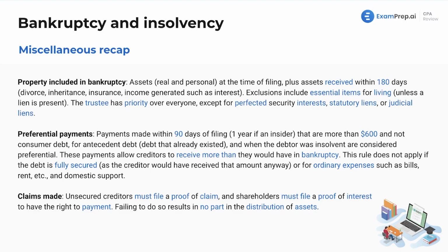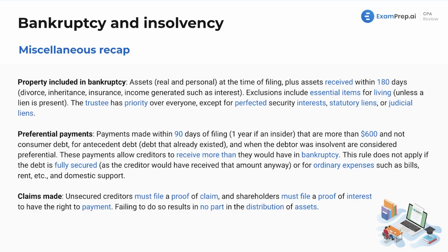The trustee has priority over everyone except for perfected security interests, statutory liens, or judicial liens. Preferential payments, remember we talked about these. Payments made within 90 days of filing, 1 year if they are an insider, that are more than $600 and not consumer debt, or antecedent debt, which is also, as we saw, debt that has already existed, and when the debtor was insolvent, are considered preferential. These payments allow creditors to receive more than they would have in bankruptcy, so it's a big no-no.